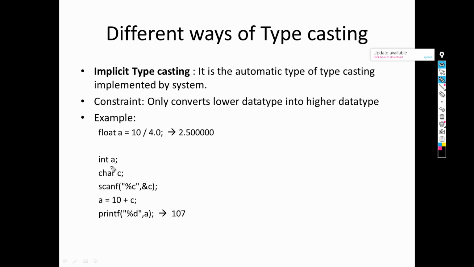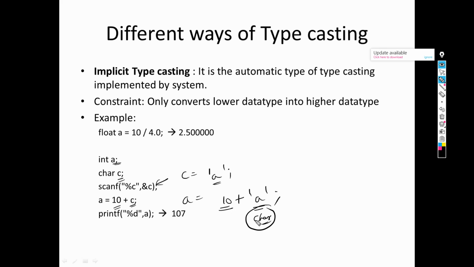Now take another example. Here we have one integer, we have one character, then we are taking some value of that particular character, and then I'm writing 10 plus c. Suppose I have entered c equals single quote A. So now what will happen here? A equals 10 plus single quote A. Now you just check out. This is integer. This is character data type, because see, it is c, so it is character data type.